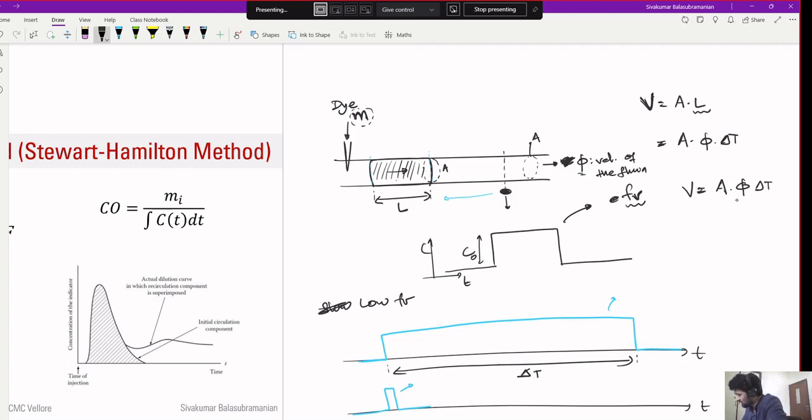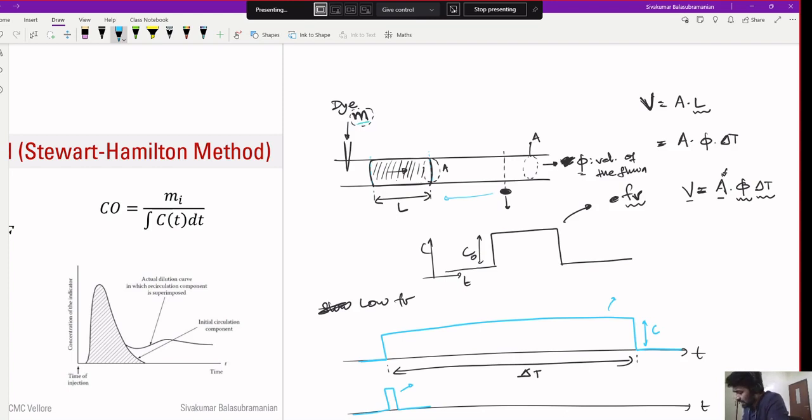Now, this is unknown, this is known, and this also we might not know. We might not know A because we might not have any direct measurements of the cross section of the tube into which this is inserted, and volume also we don't know. But can concentration tell us something about the volume? Or can we get the volume from the concentration?